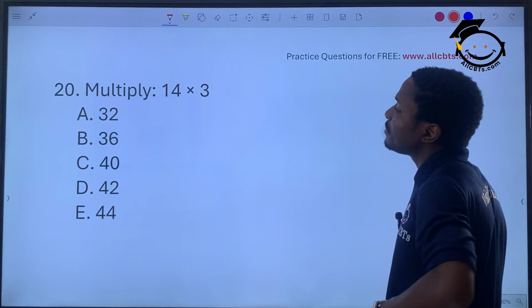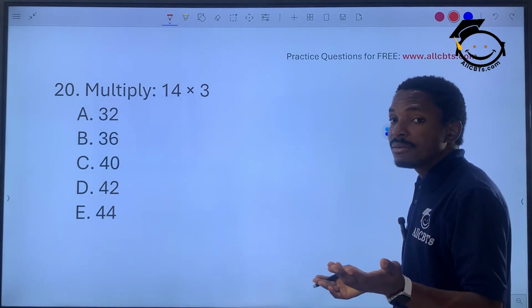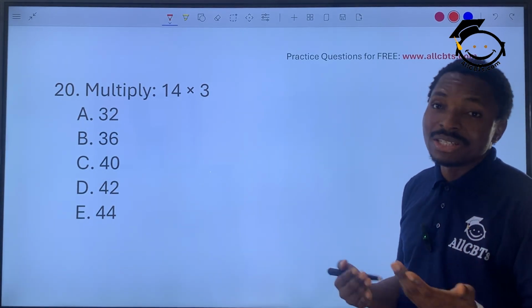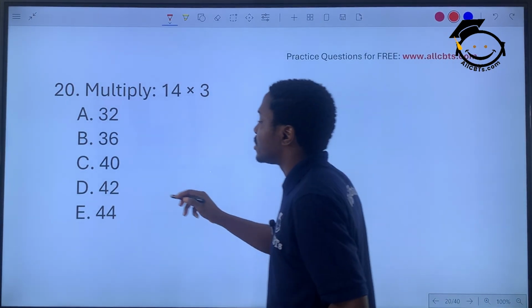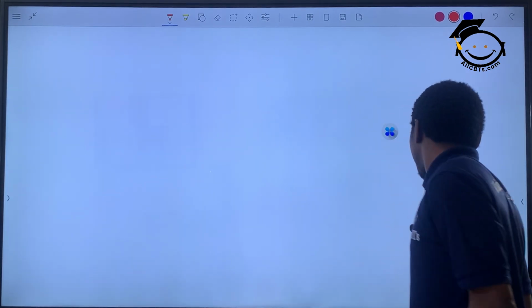Question 20. Multiply 14 by 3. 14 by 3 is what? 14 times 3. You can go to your multiplication table, or you can add 14 3 times. 14 plus 14 plus 14. That will give you 42.